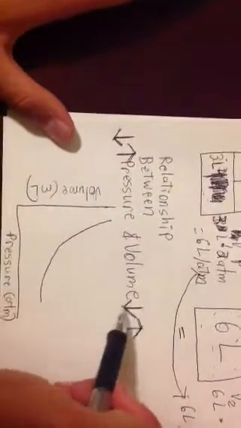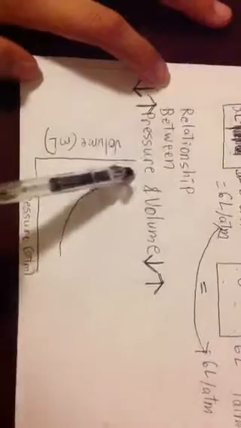Let's talk about the relationship between pressure and volume. As the pressure goes up, the volume goes down. As the pressure goes down, the volume goes up. This graph right here, for the people that learn better with visual images, shows exactly the relationship between pressure and volume.